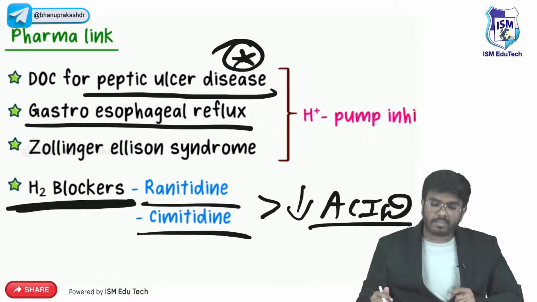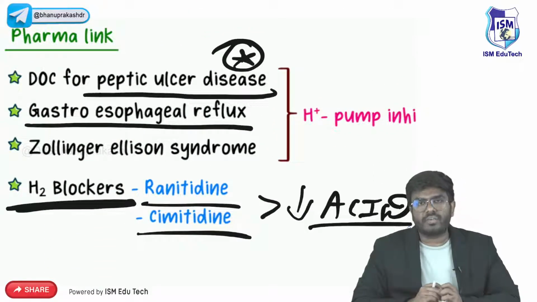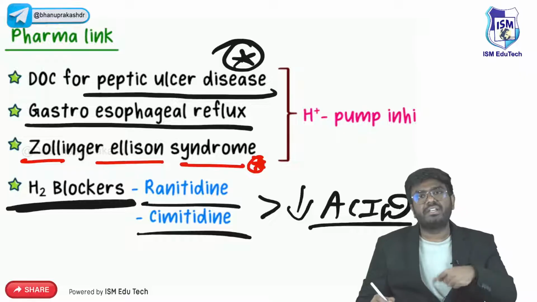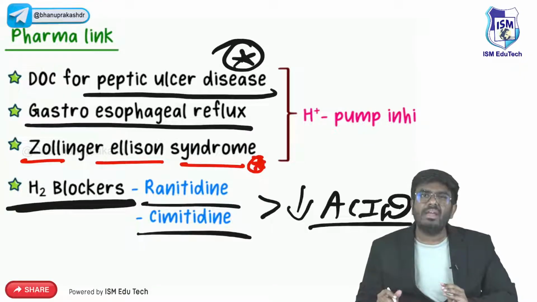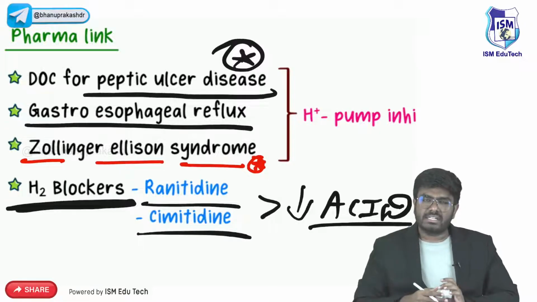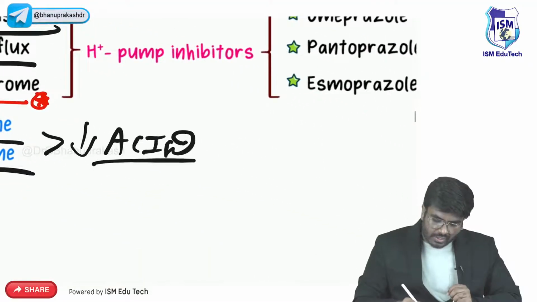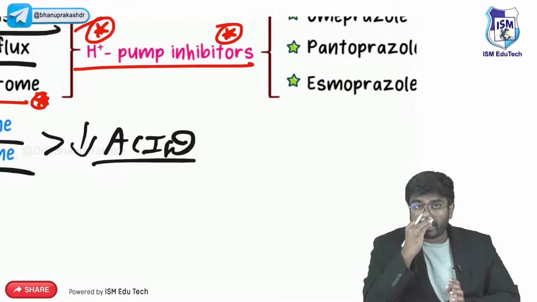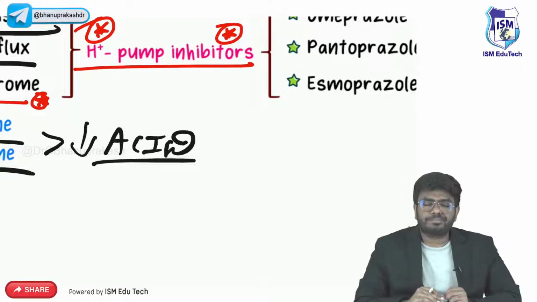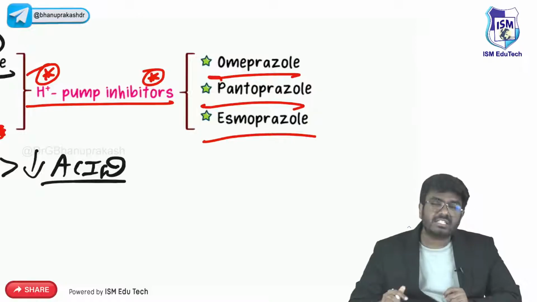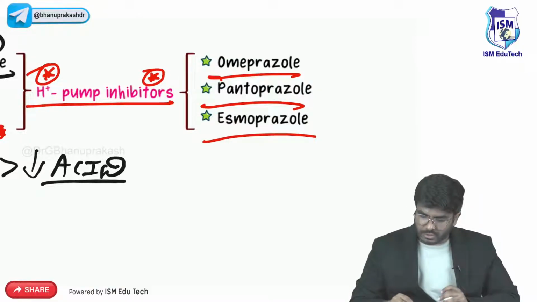So for most of these acid-related problems like gastroesophageal reflux disease or peptic ulcer disease, or a condition called Zollinger-Ellison syndrome, where more acid is produced in the stomach because of a gastrinoma, in all these conditions the drug of choice is proton pump inhibitors. What are the examples of proton pump inhibitors? Omeprazole, pantoprazole, and esomeprazole. These are the proton pump inhibitors.